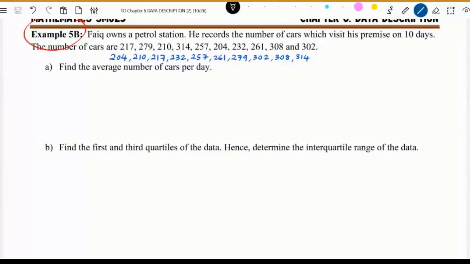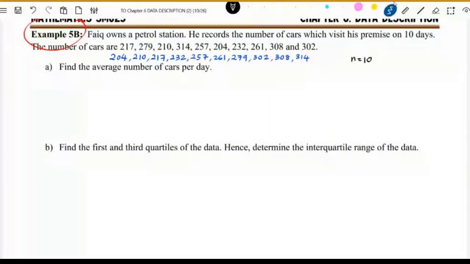So first of all, for this example, we need to rearrange your data first. So given the data which is 10 days, your n, obviously we have 10. I already rearranged it for you. Okay, so we have to find the average.